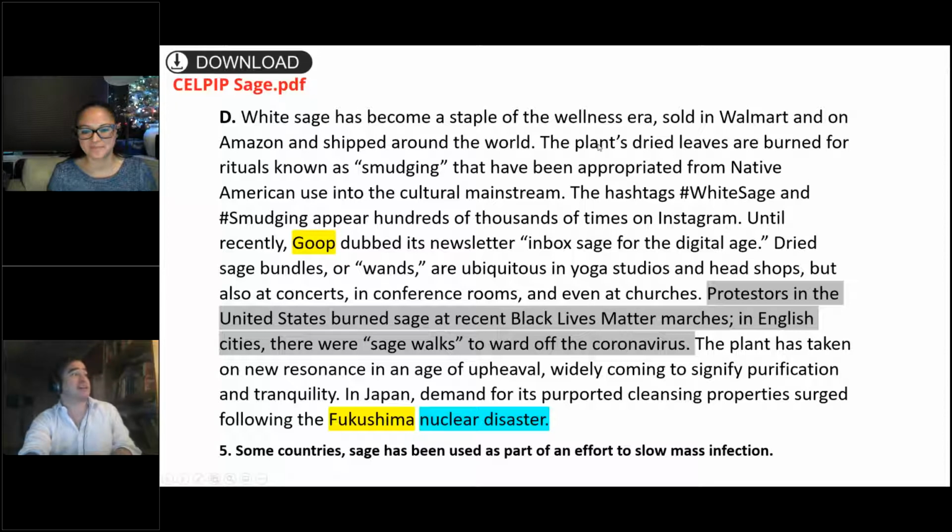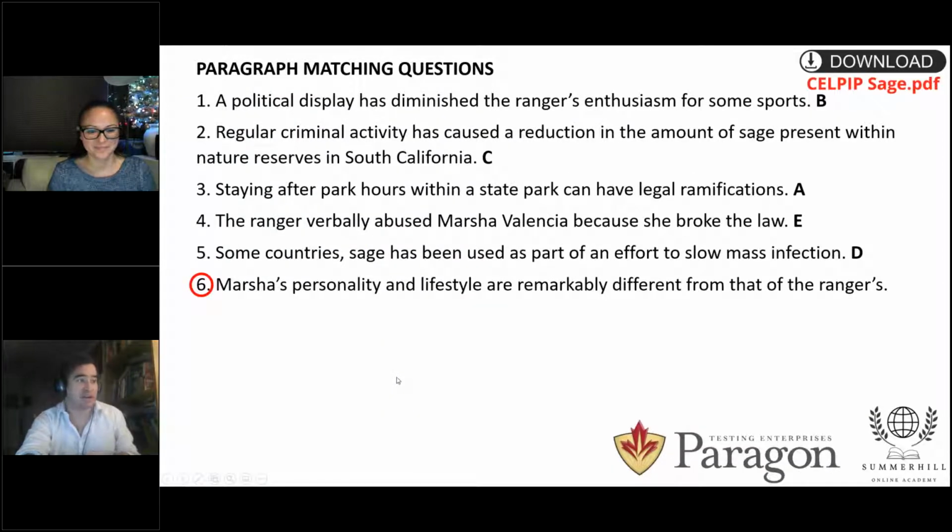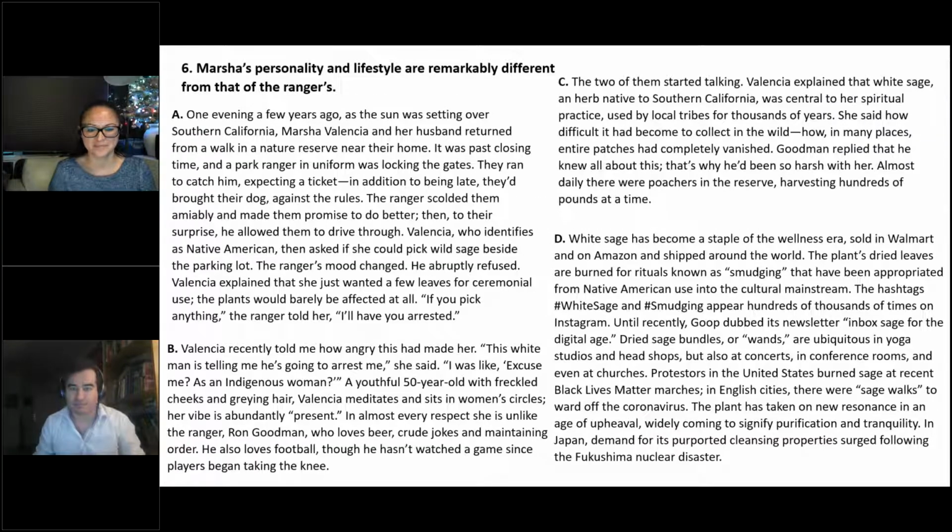Last one. Okay, this is the last question. Marsha's personality and lifestyle are remarkably different from the Ranger's. And again, if you did your skimming and you did it right, and you got that general organization, you should be able to find contextually what that information is, because you remember what the general context of the interaction was.